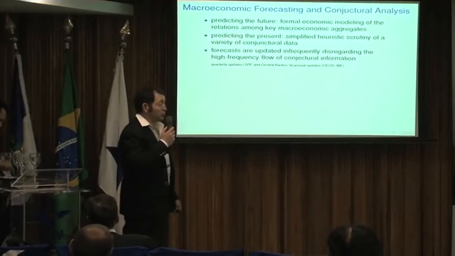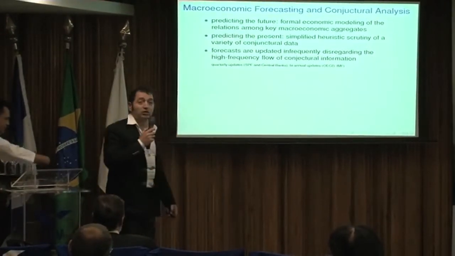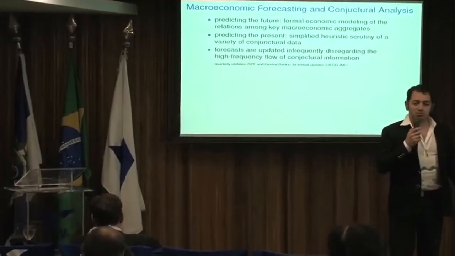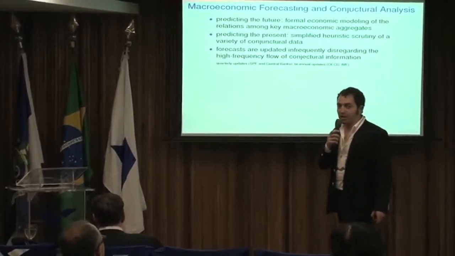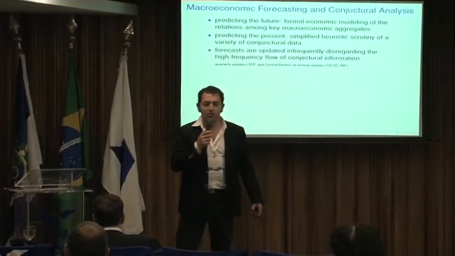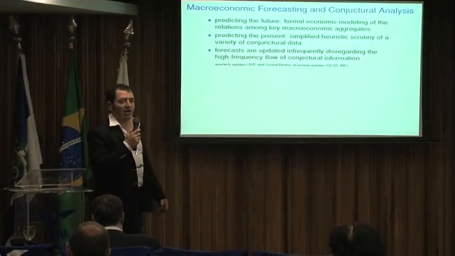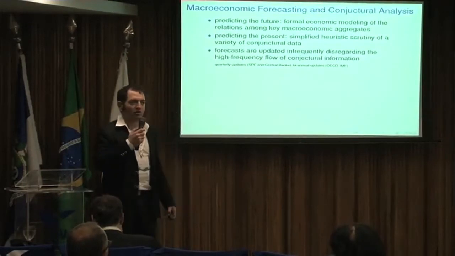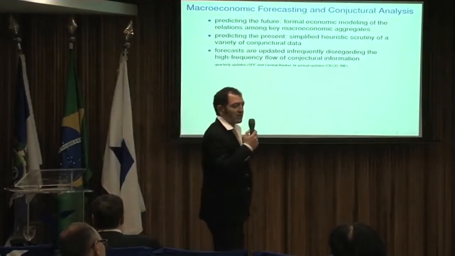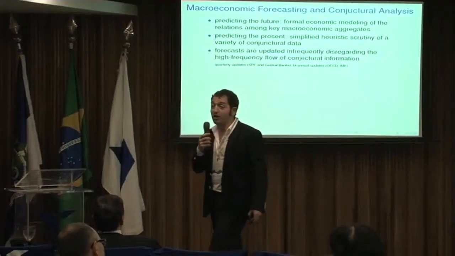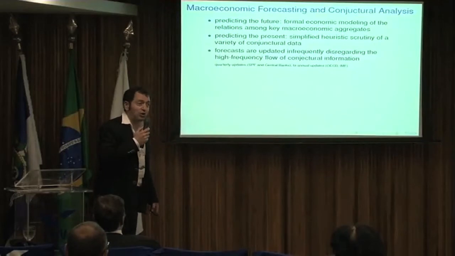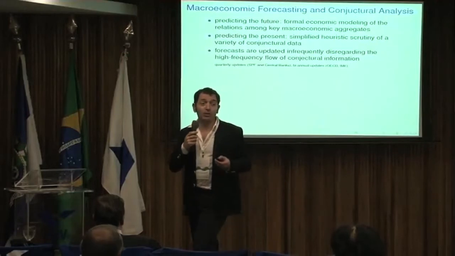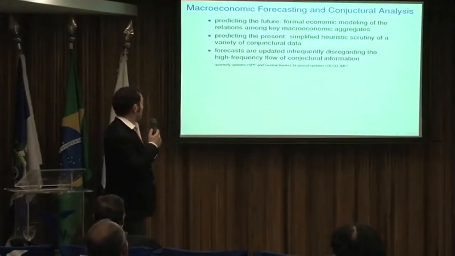This is typically done using formal economic modeling on the relationship between key macroeconomic variables. Think, for example, of the traditional small-scale macro model. You have consumption, investment, GDP, hours, everything typically measured quarterly. And typically the forecast is for next quarter or some few quarters ahead. These forecasts are done using formal modeling, like vector autoregressions, factor models, dynamic stochastic general equilibrium models. So here the econometric techniques are used at their best.